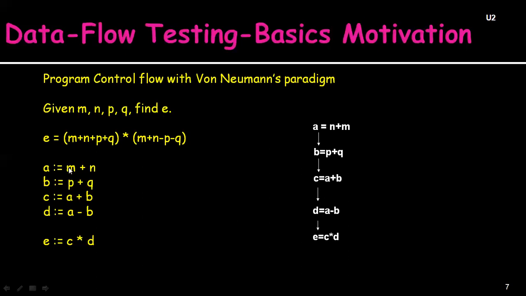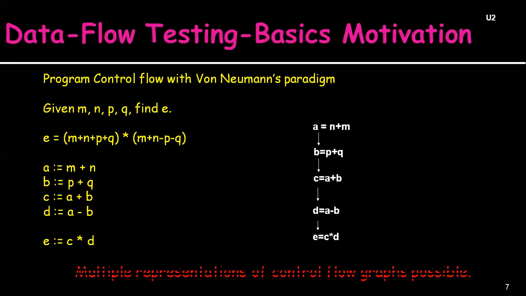For that, the first step is A is equal to M plus N, the second step is B is equal to P plus Q, then C is equal to A plus B, D is equal to A minus B, and finally E is equal to C into D. So what is C? C is equal to A plus B, that is M plus N plus P plus Q. What is D? D is equal to A minus B, that is M plus N minus P minus Q. If we are using the von Neumann paradigm, then all these operations are performed in sequential order in these many steps.